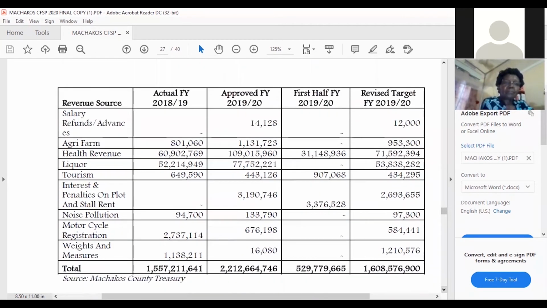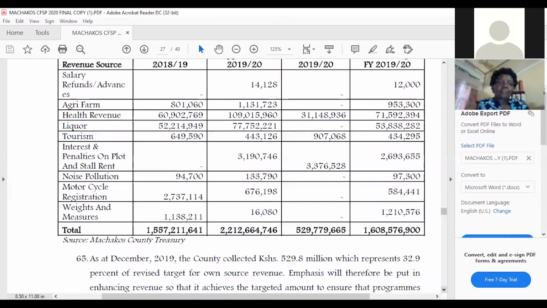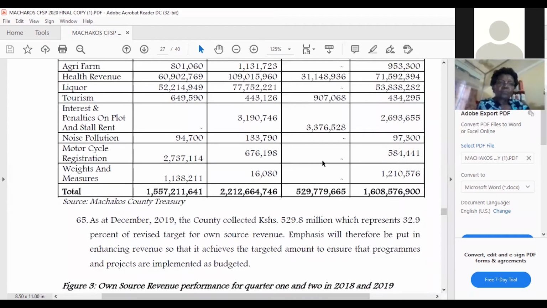So you can see all that, and this is from the Machakos County Treasury, okay? For on-source revenue, for the first 6 months of the financial year 2019-2020, they collected 529,779,665 against a revised target of 1,608,576,900. So they're expecting that in the second half of the financial year, they will collect the balance so that they can meet this target.